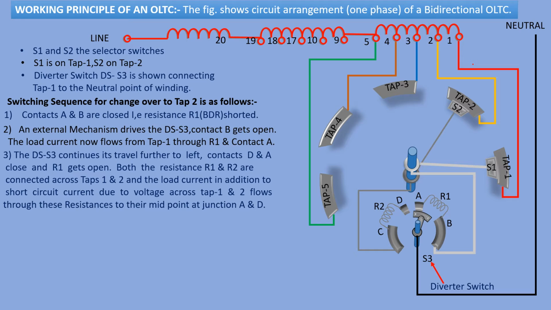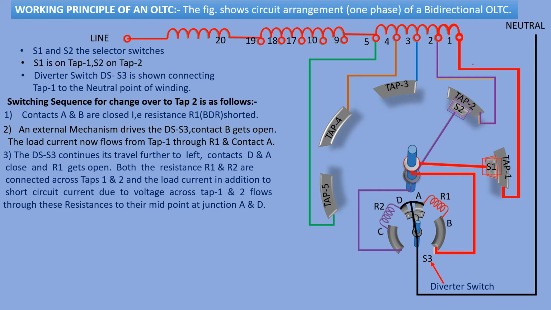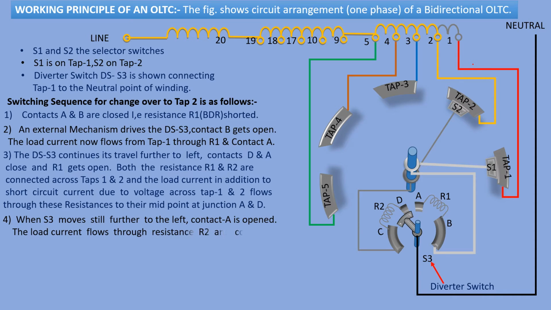Both the resistors R1 and R2 are connected across tap 1 and tap 2, and the load current, in addition to the short circuit current due to the voltage across tap 1 and tap 2, flows through these resistors to their midpoint at the junction of A and D. 4. When S3 moves still further to the left, contact A is opened. The load current flows through resistor R2 and contact D.